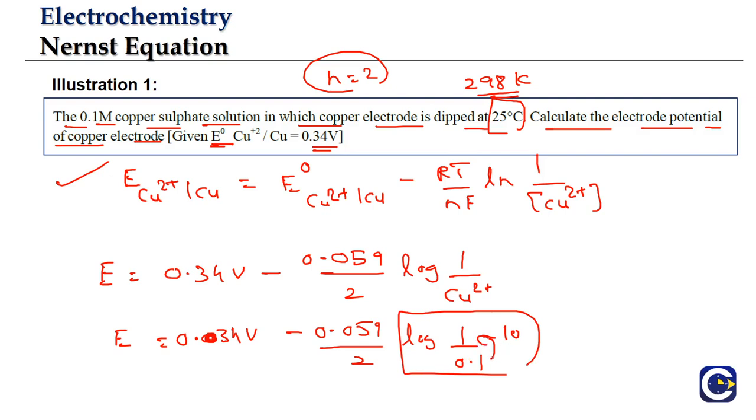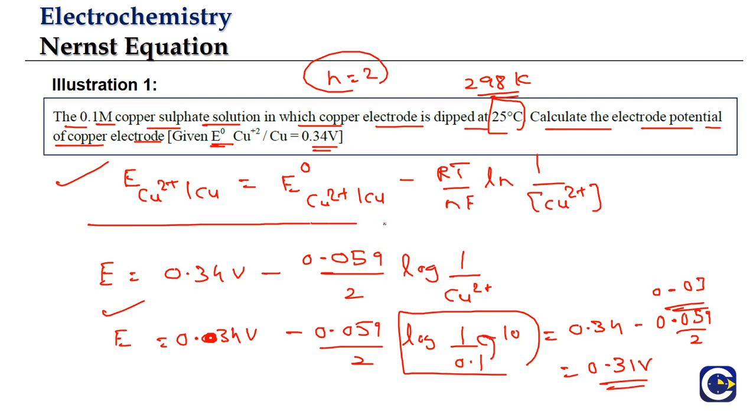So what we will be having finally is 0.34 minus 0.059 by 2. We can see that 0.059 by 2 is approximately 0.03, because 0.06 by 2 is 0.03. So 0.34 minus 0.03 means it will be 0.31 volt. So this will be the value of the electrode potential for the copper electrode. All that we are doing is just using the Nernst equation at the temperature of 298 Kelvin.